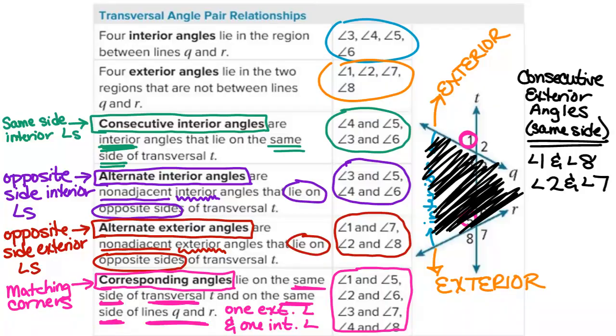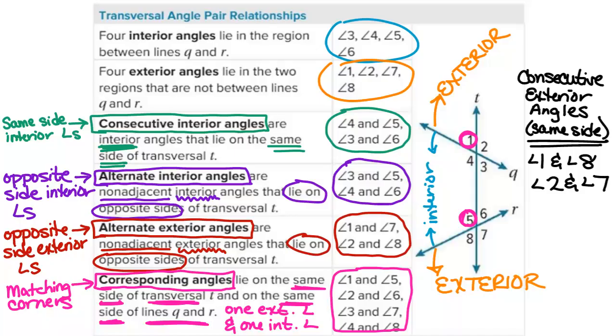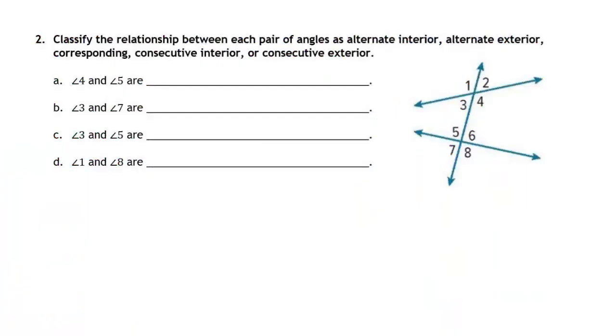All right. So now that we've learned about these special angle pairs, let's see if we can practice identifying some in a different picture. You guys okay if I go down to the next problem? All right, I don't want to lose anybody. Classify the relationship between each pair of angles as alternate interior, alternate exterior, corresponding, consecutive interior, or consecutive exterior.